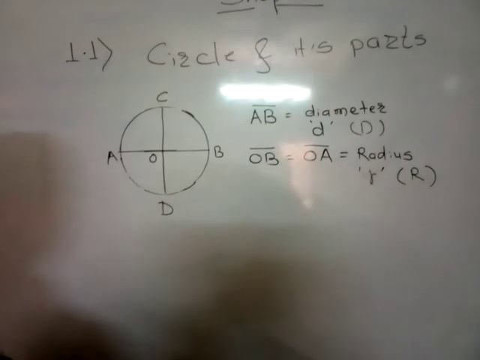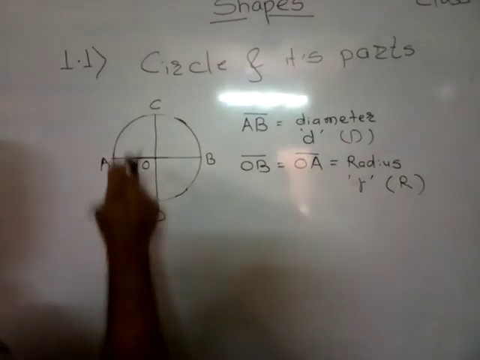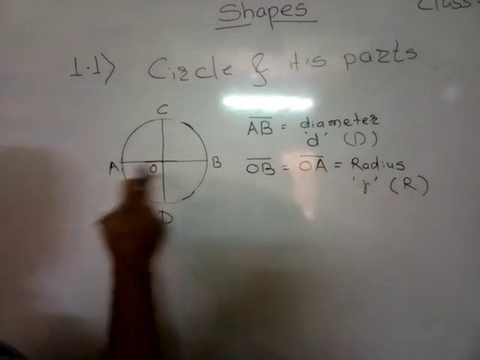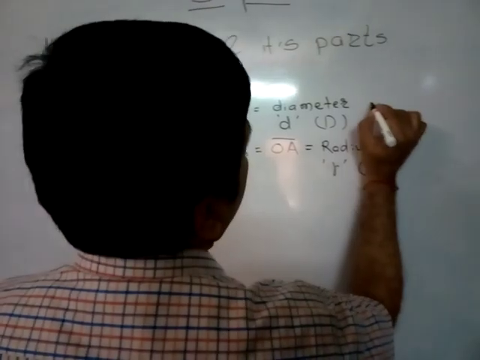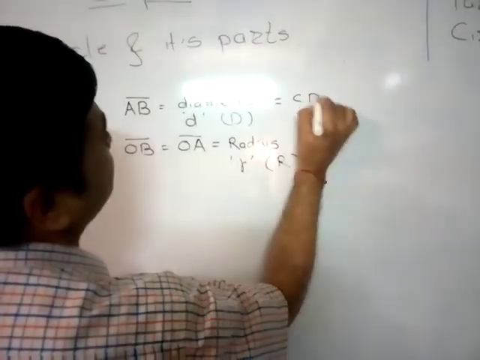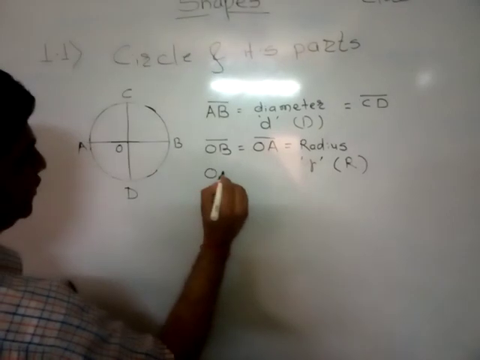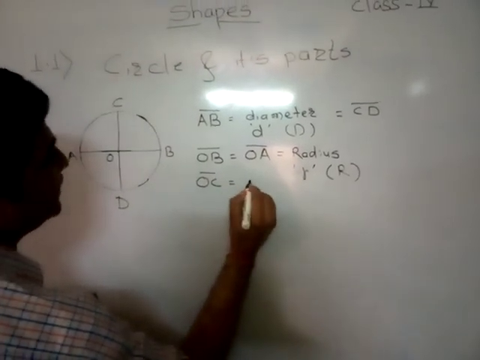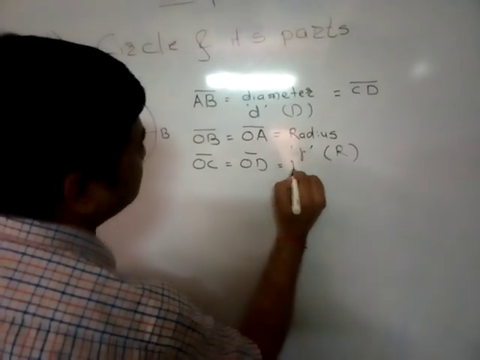Now we are talking about another line segment CD. Is CD equal to AB? Yes, CD is equal to AB, which is also the diameter of the circle. And we can see that line segments OC and OD are also radii of the circle.